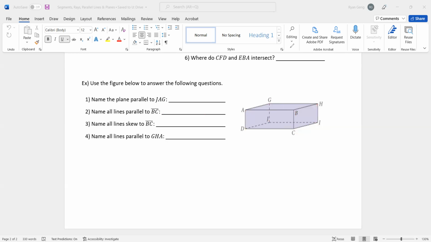Name all lines skew to BC. So we're sticking with BC. So now I'm looking for something that's not on the same plane. So the answer to this one cannot be on that plane. So that plane's out. It cannot be on the front. So it has to be either on the bottom or on the top or on the left or on the back. So we're looking for lines that do not intersect BC that are on one of those planes. So AG and DJ. You also have GH and JI. You have 4 lines there that are skew.